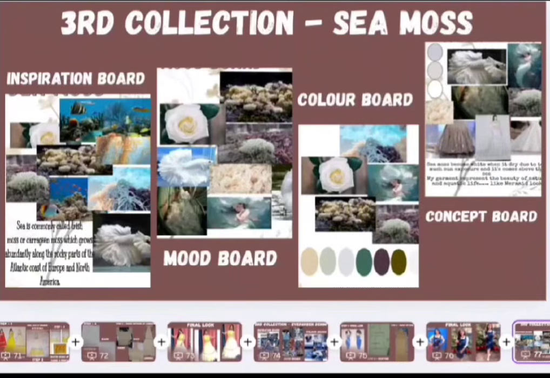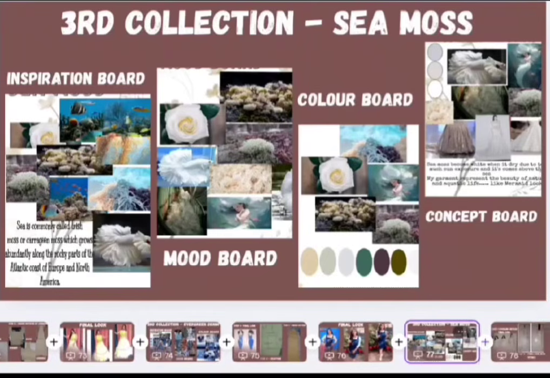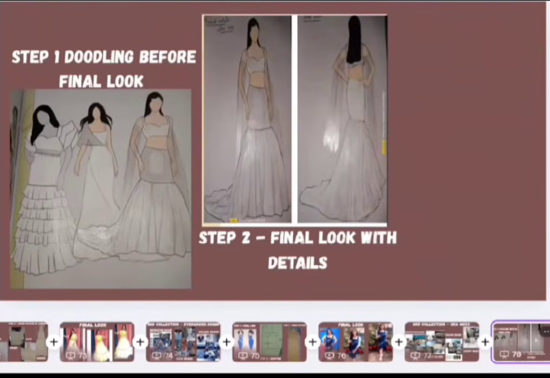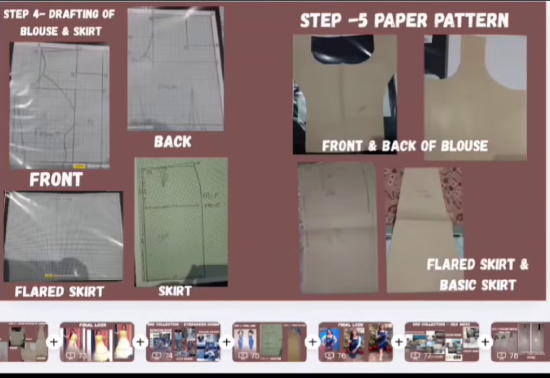Now the third collection is based on CMOS, same as it: inspiration board, mood board, color board, and a concept board have been taken. First step is doodling before final look, and second step is final look with proper detail. Now the third step is drafting of blouse and skirt, front, back, drafting of flared skirt, drafting of A-line skirt.